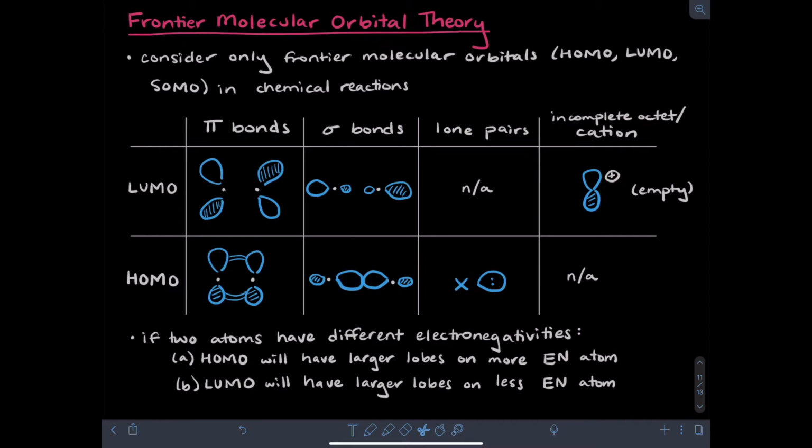In the example pi bonds and sigma bonds shown above, I'm assuming a nonpolar bond, like between two carbons. But if you have two atoms participating in the bond that have different electronegativities, the HOMO will always have the larger lobes on your more electronegative atom, while the LUMO will have larger lobes on the less electronegative atom.